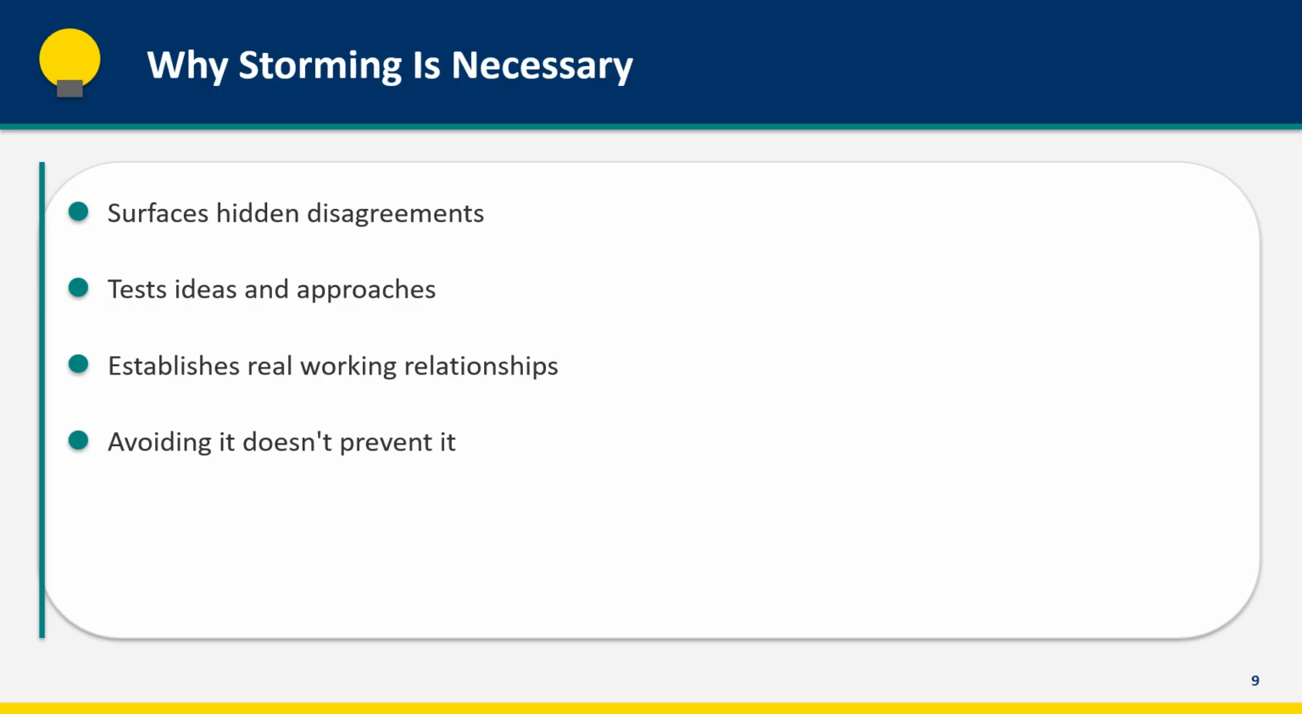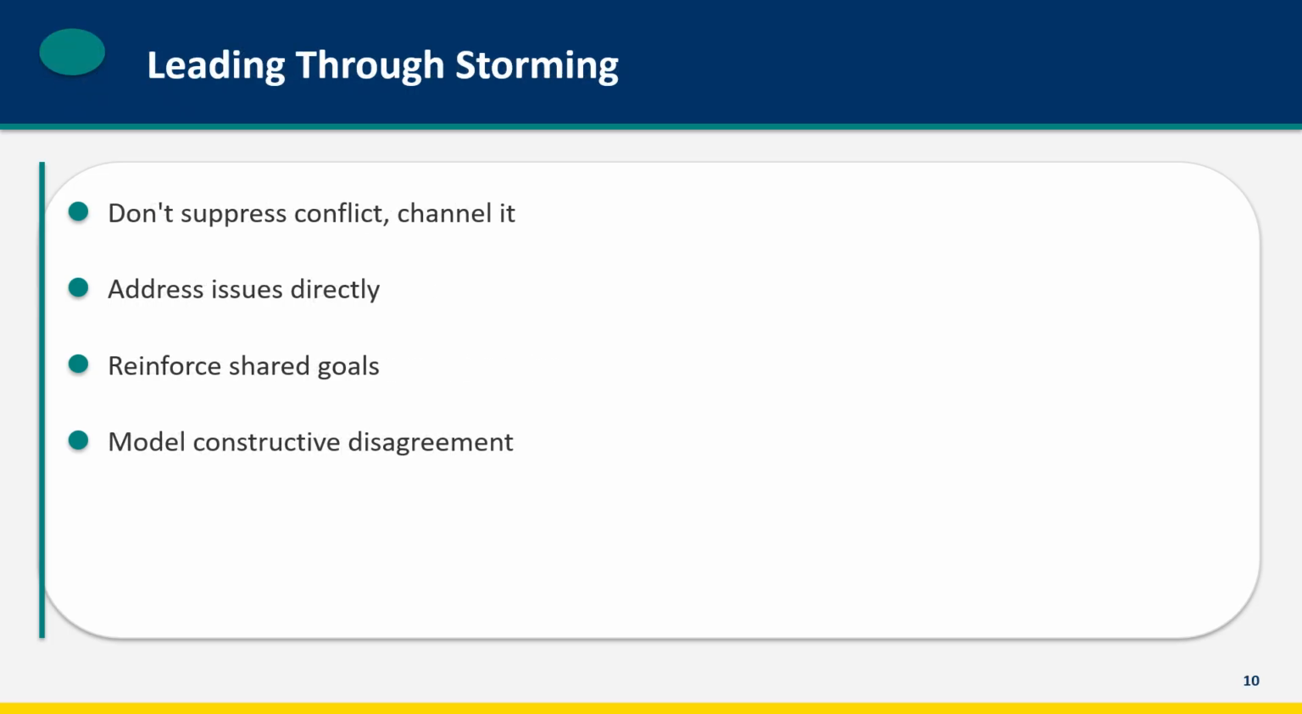Trying to avoid storming doesn't prevent it. It just delays it or pushes it underground. Better to go through it openly and come out the other side. To lead through storming, don't try to suppress conflict. That doesn't work. Instead, channel it productively.